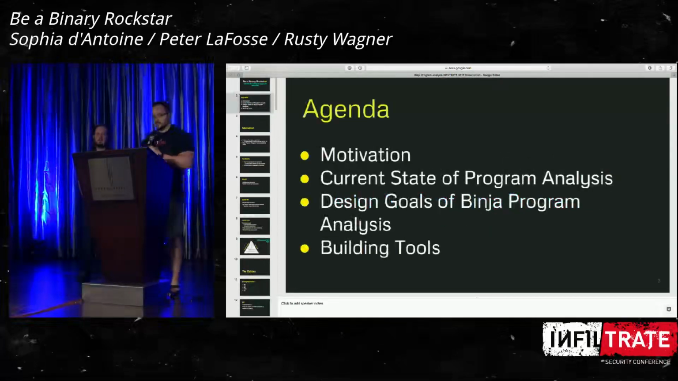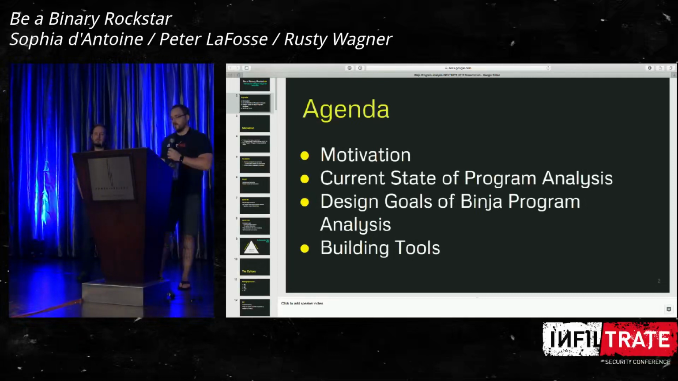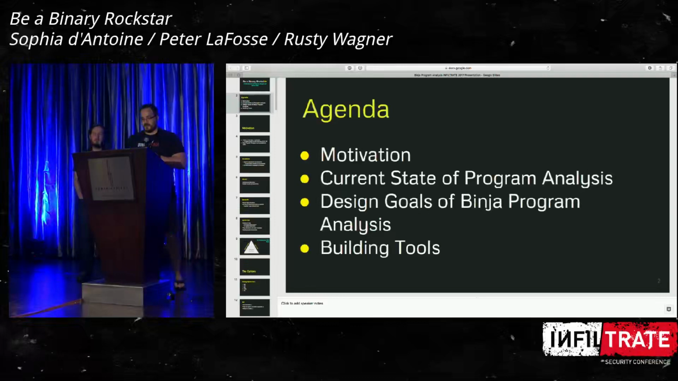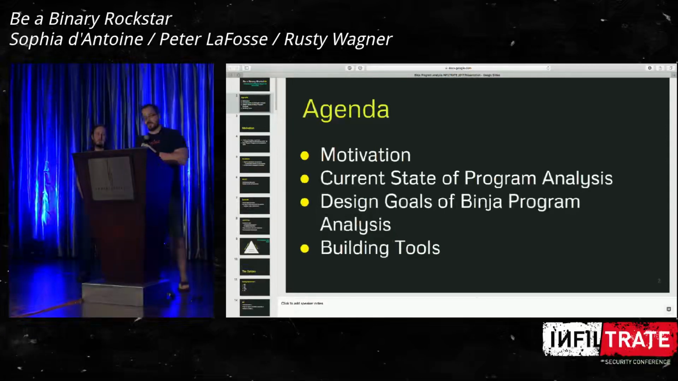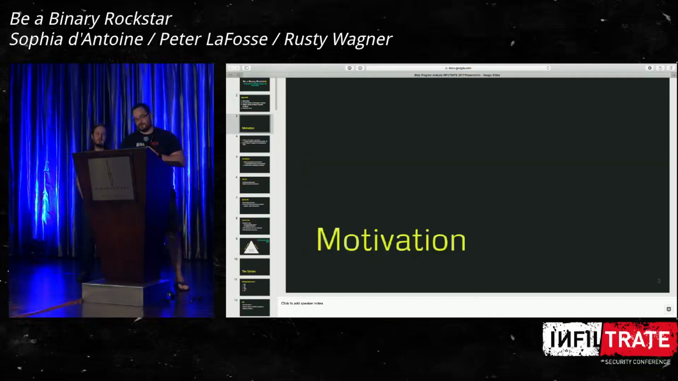So first, set the stage. The motivation behind this talk. Then we're going to go into the current state of program analysis, specifically concerning the various ILs that are available. Rusty's then going to talk to you about the design goals in what we saw in those and how we wanted our system to be different and better. And then Sophia's going to talk about actually writing tools built upon this analysis that help you to find bugs.